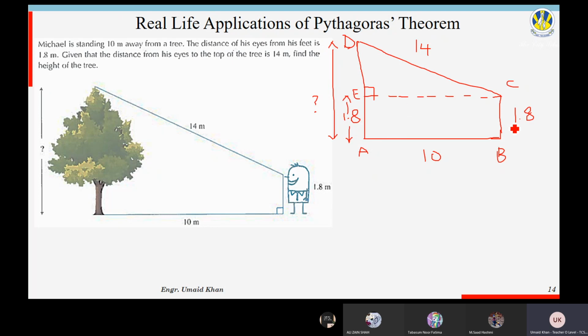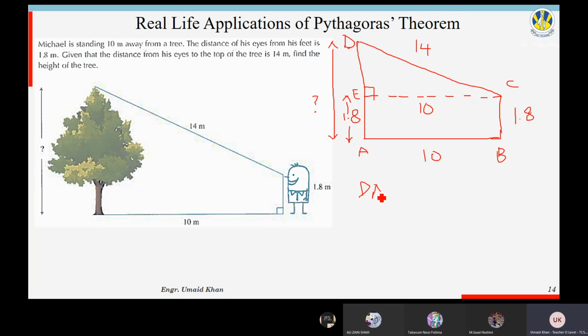In a rectangle, opposite sides are equal. So this BC, 1.8, will be equal to AE. Also DE plus... EC will also be 10. Yes, very good. Now we are left with DE only. We have to find out DE, and we will add DE to 1.8 to find out DA.